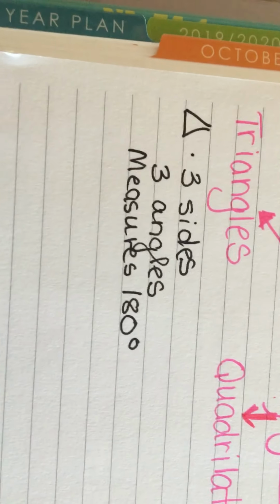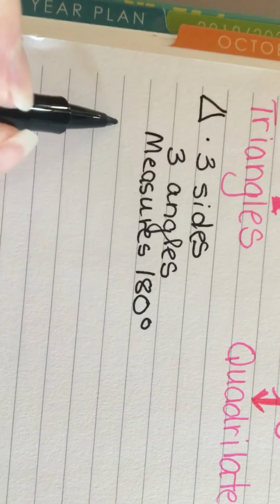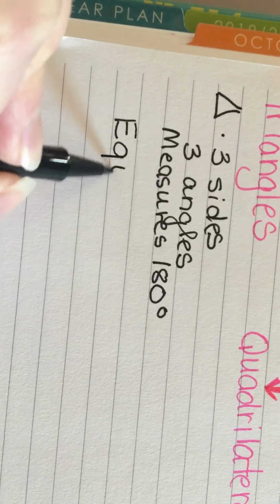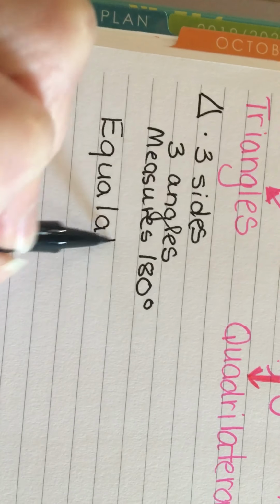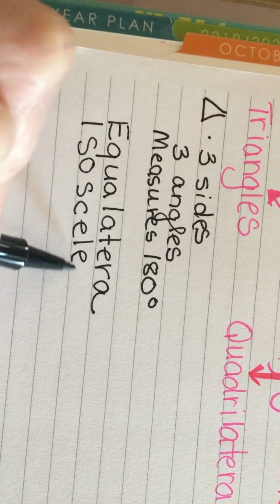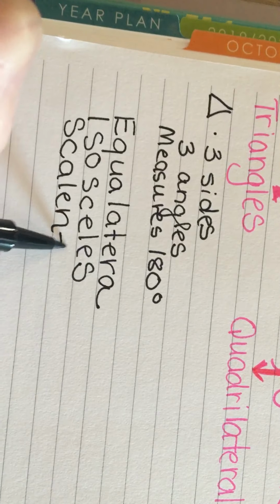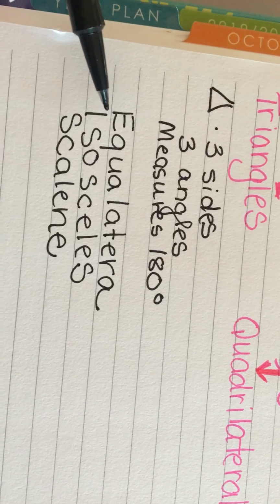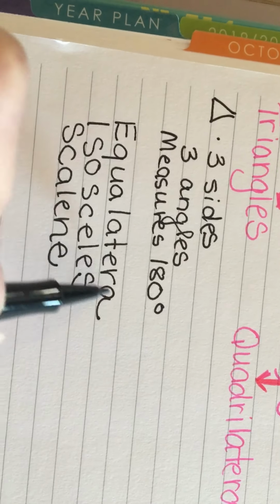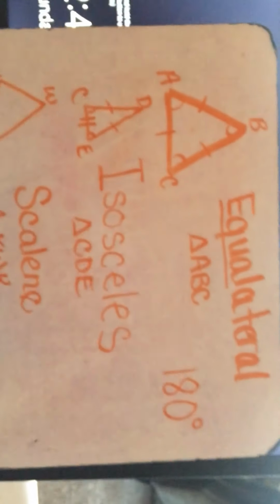Today we're going to talk about three types of triangles. One of them is an equilateral. One is an isosceles, and one is a scalene. We're just going to talk about these at the moment. Okay, so I'm going to flip up to my whiteboard here, and I have drawn these shapes.